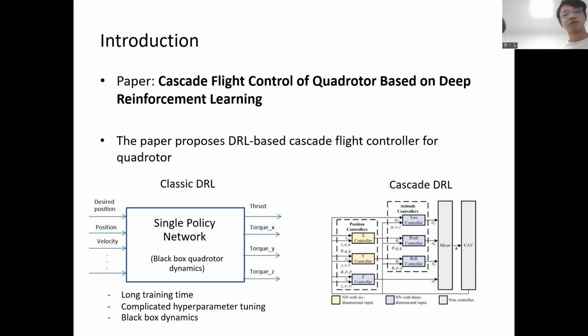To overcome these issues, the paper proposed a cascade flight controller where the cloud router dynamics is considered and decomposed into the position and the attitude subsystem that connect in the cascade form, and utilizes multiple policy networks to control each subsystem instead of a single policy network, as can be seen on the right.